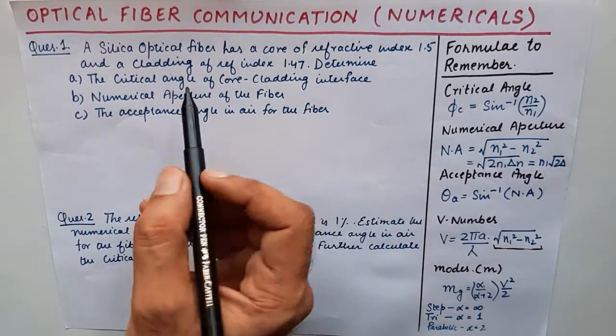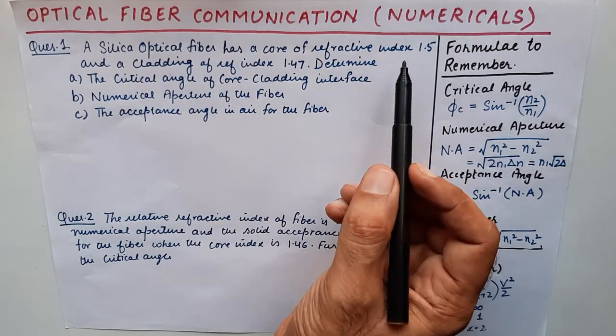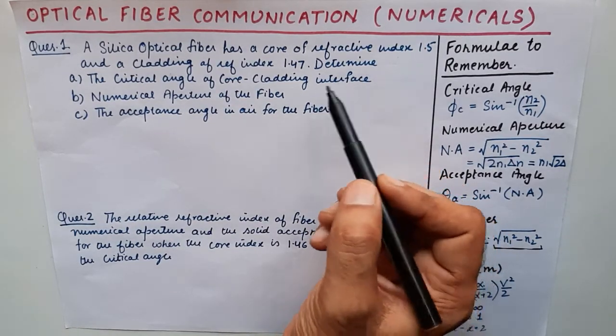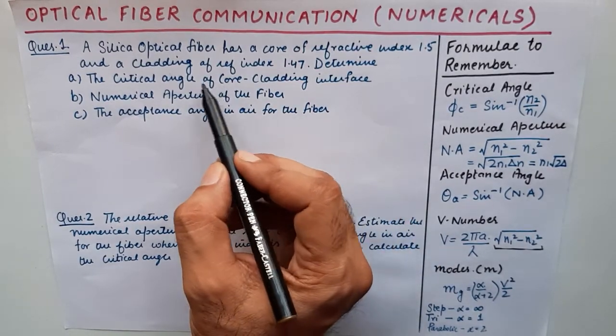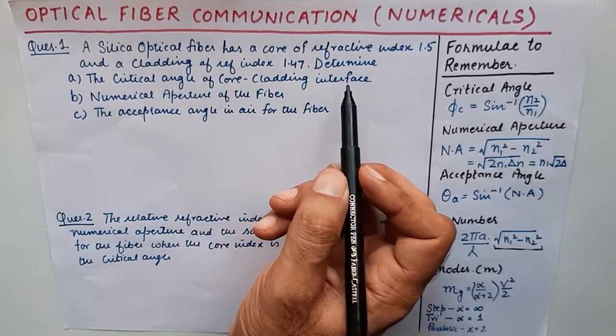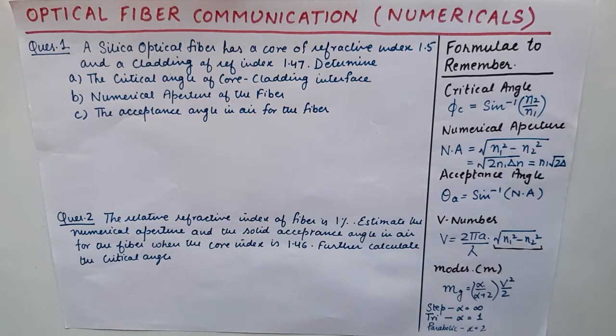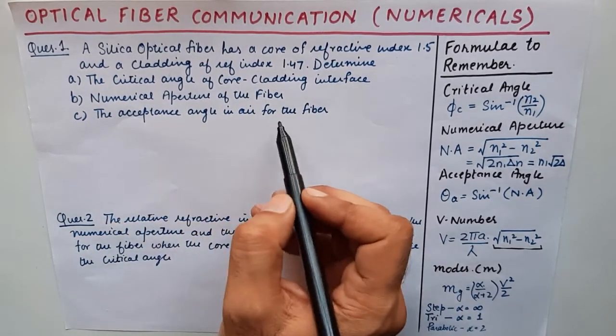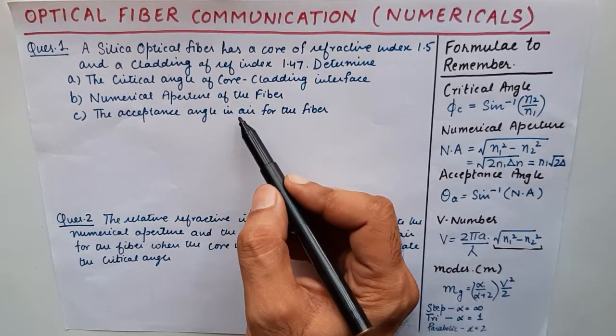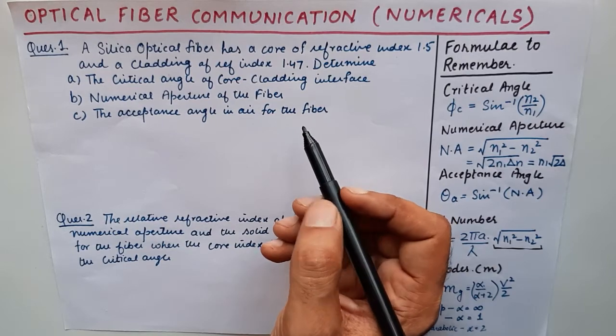The first one is pretty simple, where the refractive index of core and cladding is given. We need to find out the critical angle. Please understand, the critical angle is found at the core and cladding interface. If you wish to see the theory, you can refer to my previous videos. And acceptance angle is formed at the air and fiber interface.